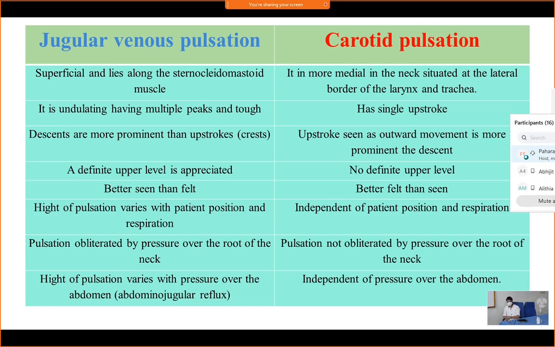But the carotid pulsation is more medial in the neck, situated just lateral to the trachea or the larynx. It has a single upstroke, that is an outward movement. Upstroke seen as an outward movement is more prominent than the descent. There is no definite upper level. It is better felt than seen. It is independent of the patient position and respiration. Pulsation may not be obliterated by pressure over the root of the neck, and putting pressure over the abdomen will not cause any change in the arterial pressure.